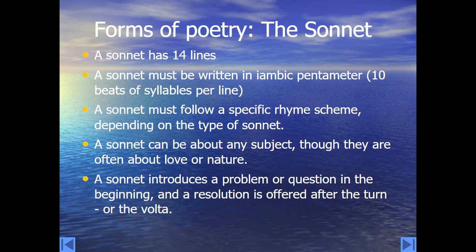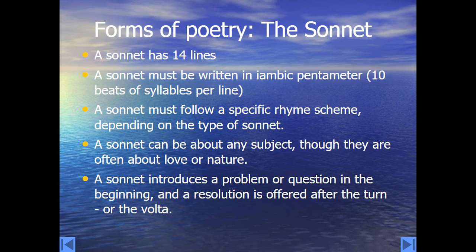A sonnet must be written in iambic pentameter, and that simply means that it has 10 syllables per line. Each line is 10 syllables long, which also helps contribute to that square form on the page. A sonnet must follow a specific rhyme scheme depending on the type of sonnet. A sonnet can be about any subject, though they are often about love or nature.